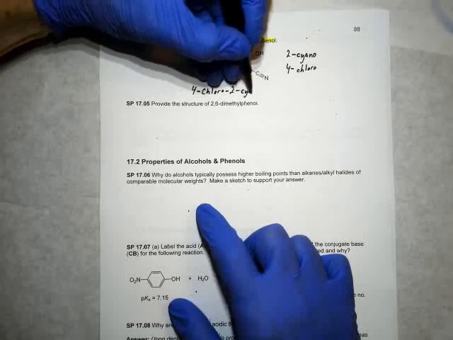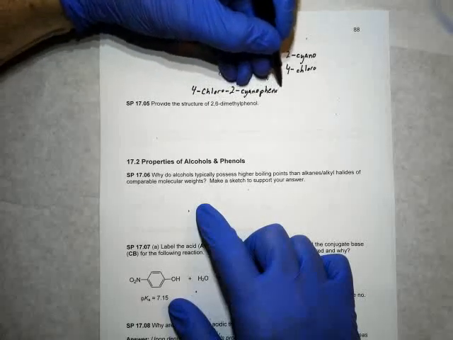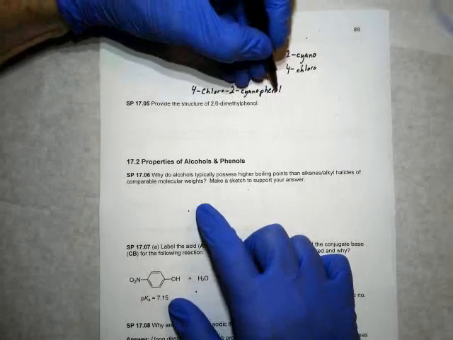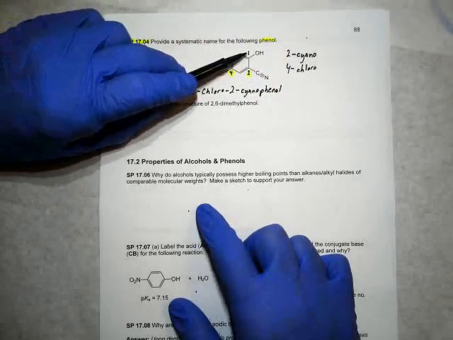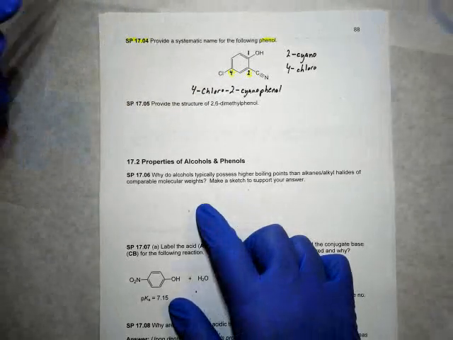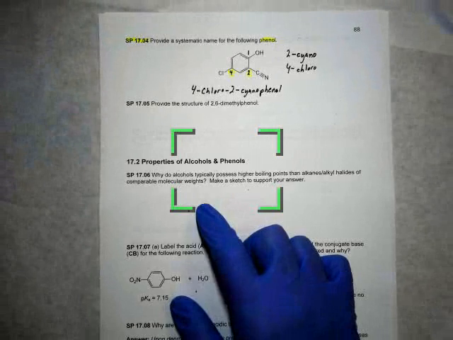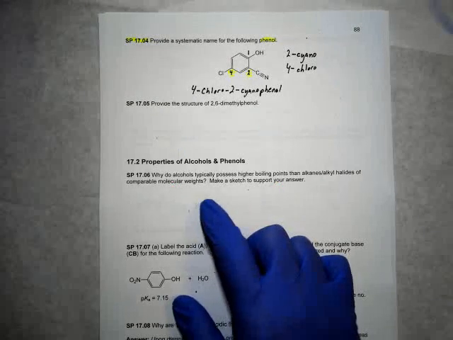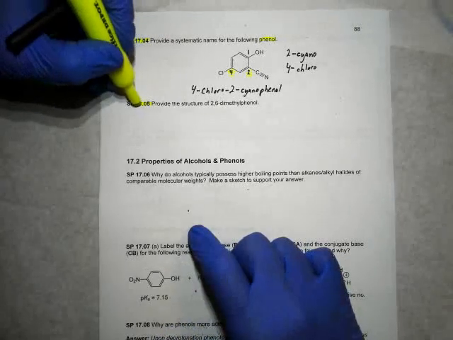4-chloro-2-cyanophenol. All one big word. Okay? And notice again, I don't have to use a number 1 because phenol has a default number 1 for the OH group. So this is just one example of a tri-substituted benzene that happens to be a derivative of a phenol. Let's do one more.